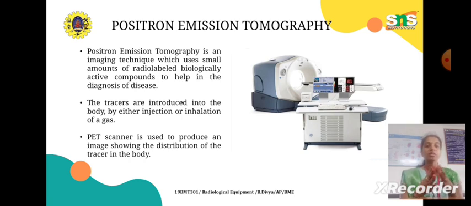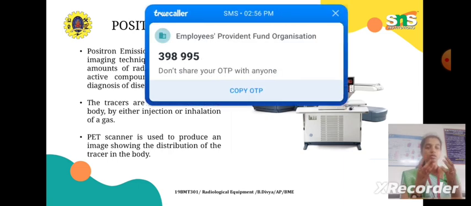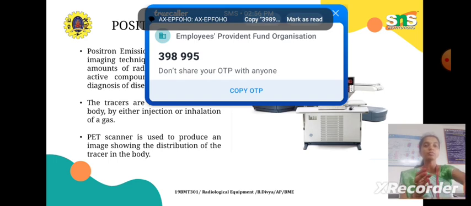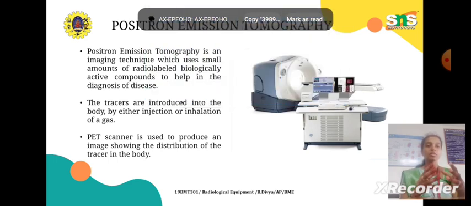The PET scanner is used to produce an image showing the distribution of tracers in the body. This will identify clearly what has happened in the body. It will distribute the tracers all over the body. The tracers are the things which we are inhaling. They will fill into the tissues where they are found, and that will be helpful to identify what is happening.